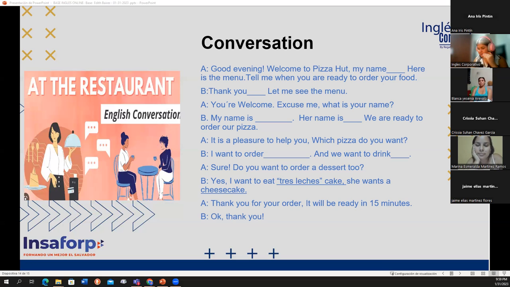Bueno, good morning, welcome to the restaurant, el mejor. My name is Valdomar. Here is the menu when you are ready to order your breakfast. Thank you, Valdomar. Let me see the menu. You are welcome. Excuse me, what's your first name and last name? My name is Ricardo. Your name is Andrea. We are ready to order pollo. Chicken. Bueno, sería en este caso chicken. Chicken. Okay.